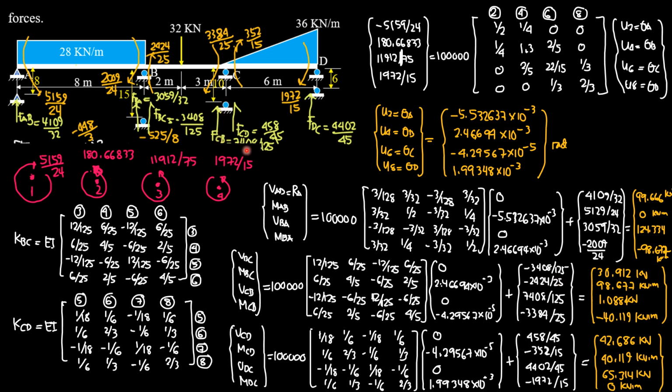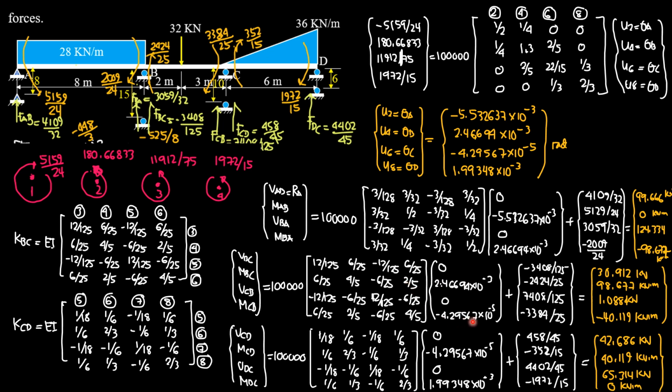FCB is positive 7408/125. Then moment CB clockwise, so negative 3384/25. So 6/25 times 2.46694 times 10 to the negative 3 plus 6 over 25 times negative 4.29567 times 10 to the negative 5, times 100,000, plus negative 3408 over 125, you will get 30.912.